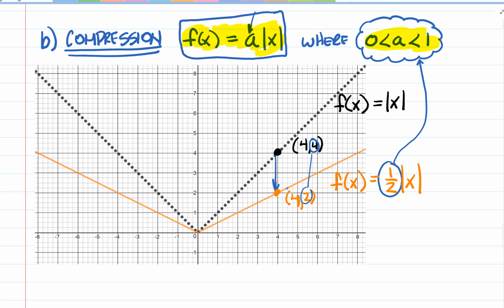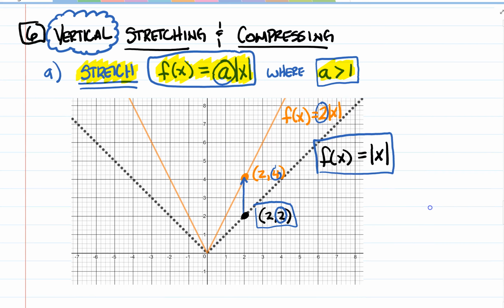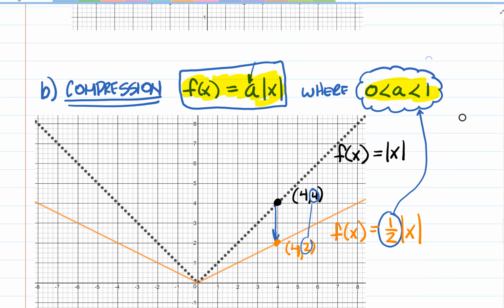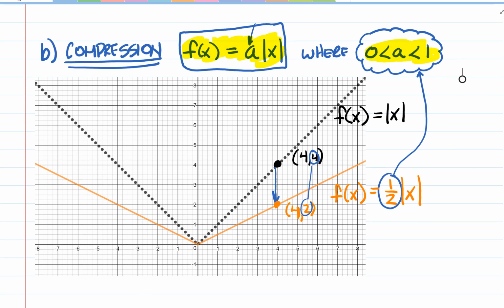Kind of a tricky concept, but the thing that you need to know is that if your a value is bigger than 1, then you're going to get a vertical stretch. If you're multiplying by an a that's between 0 and 1, you're going to get a vertical compression.